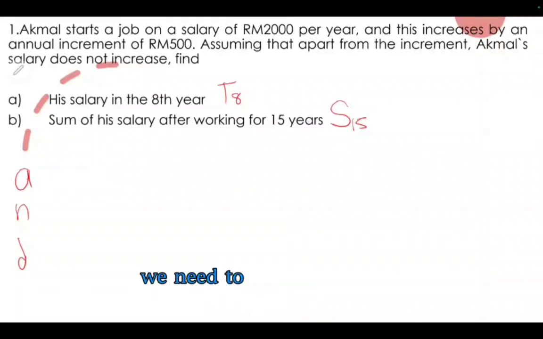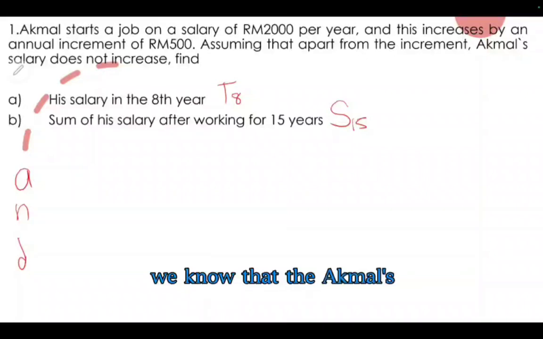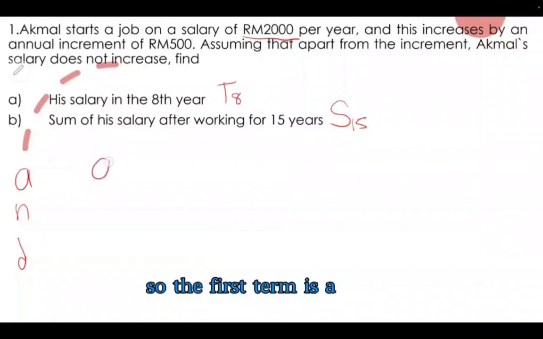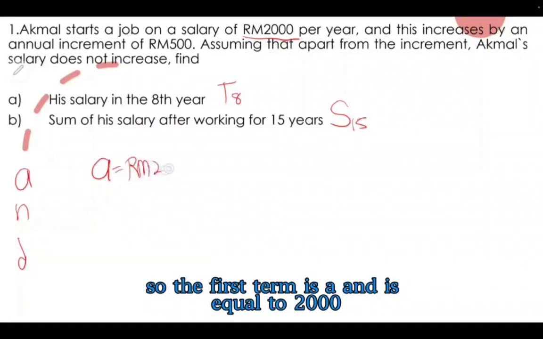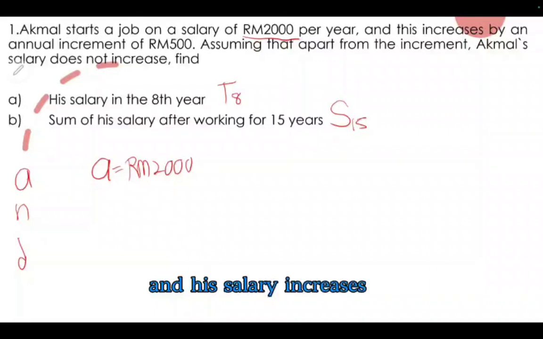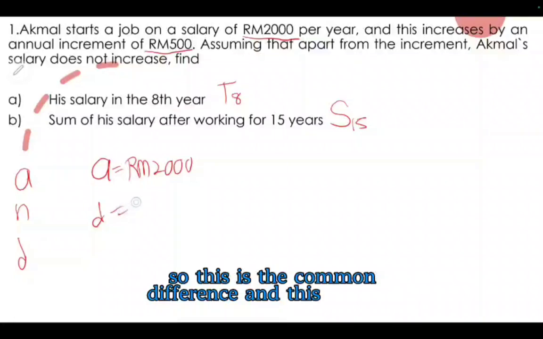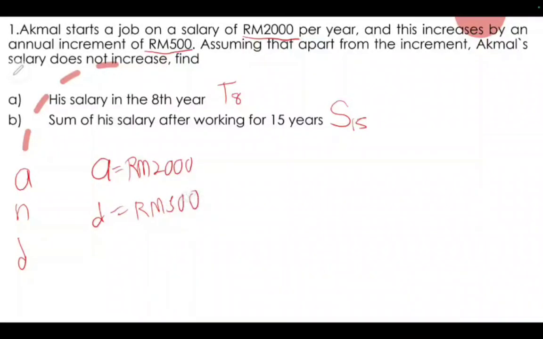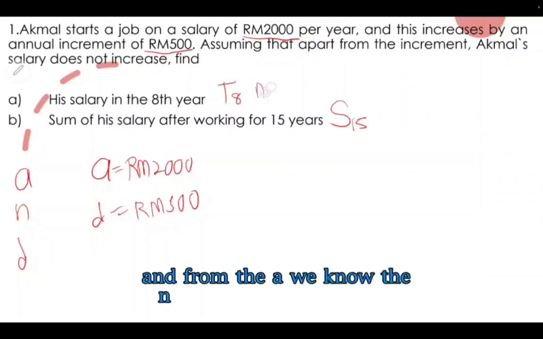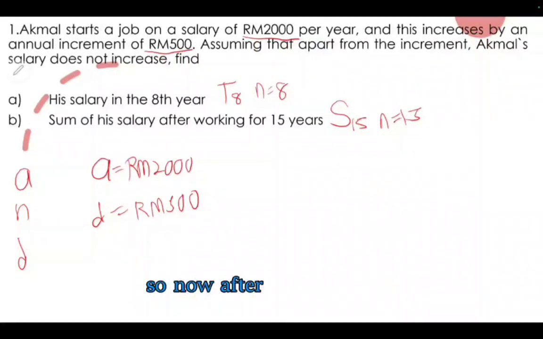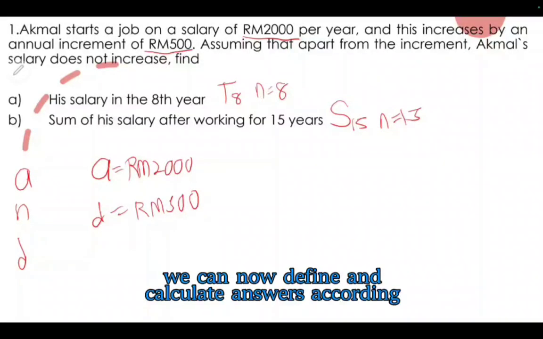So next, we need to narrow down the useful information from the questions. So from the question, we know that Amal's salary in the first year is 2,000. So the first term is a and is equal to 2,000. And his salary increases by 500 every year. So this is the common difference, and it is equal to 500. And from A, we know the n is 8. And from B, we know the n is 15. So now, after identifying all the important information, we can now define and calculate the answers according to the requirement.